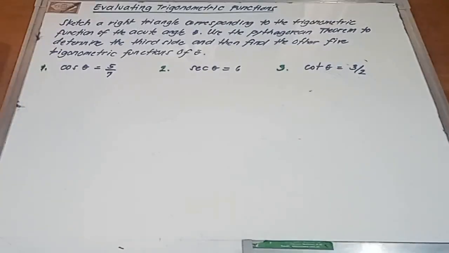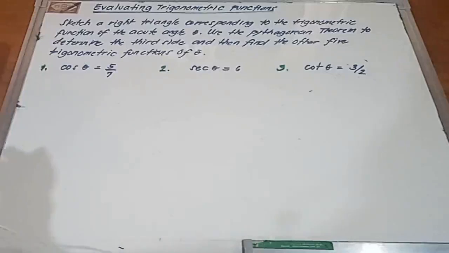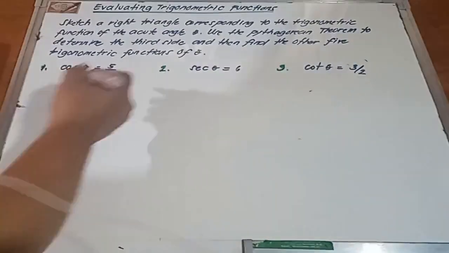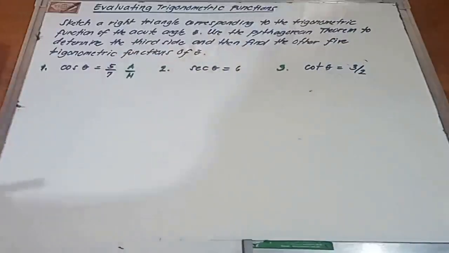Okay. Now, given sa atin for number 1 is cosine theta equal to 5 over 7. So, when we say cosine, yan ay adjacent side over hypotenuse. Okay? So, adjacent side over hypotenuse.